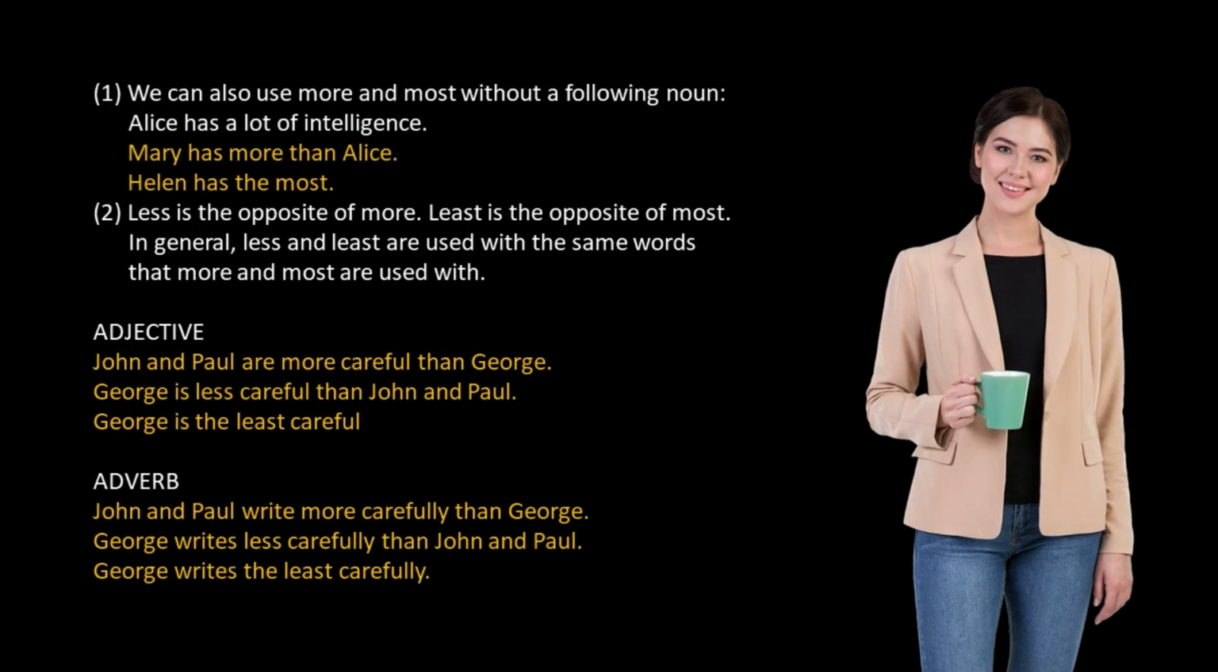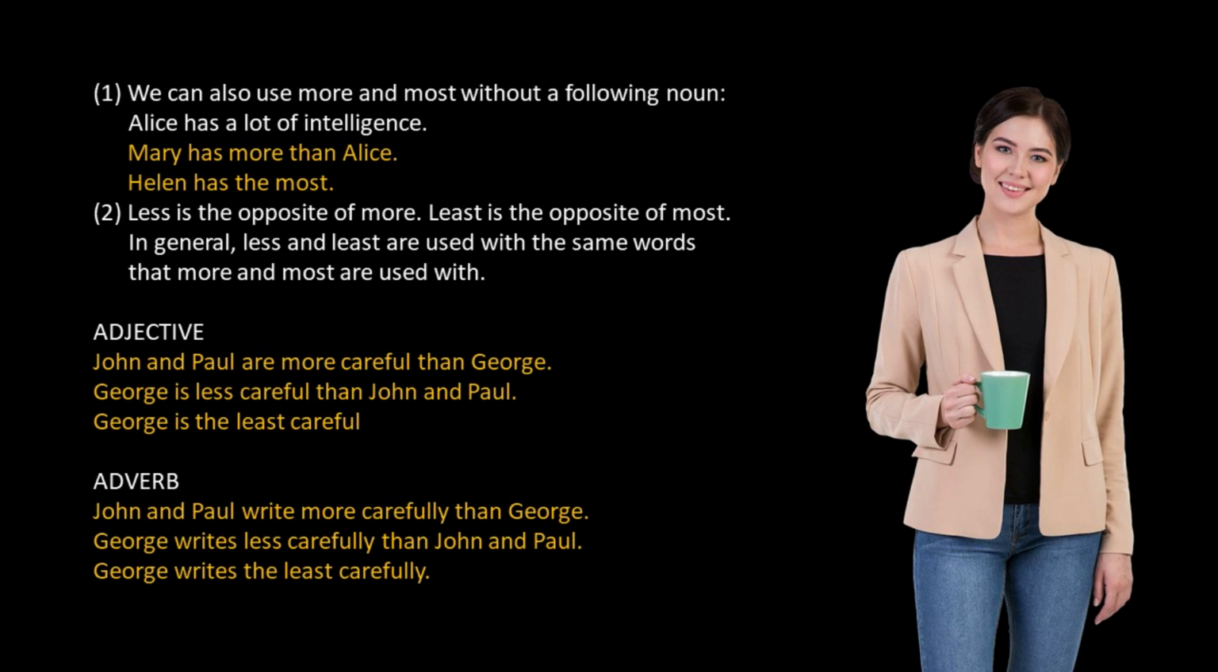We can also use more and most without a following noun. Alice has a lot of intelligence. Mary has more than Alice. Helen has the most. Less is the opposite of more. Least is the opposite of most. In general, less and least are used with the same words that more and most are used with.